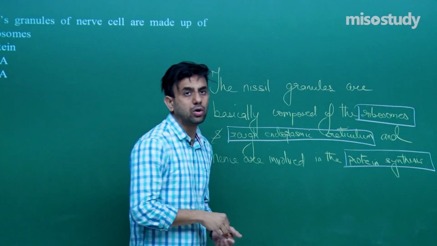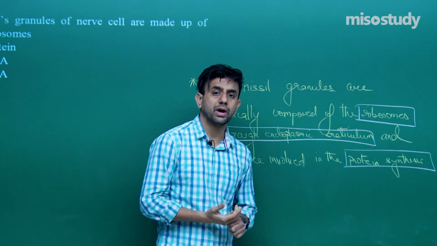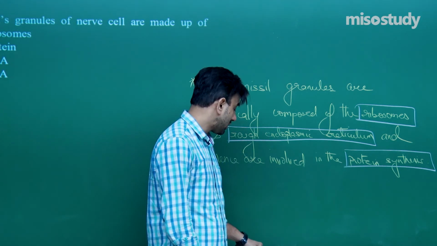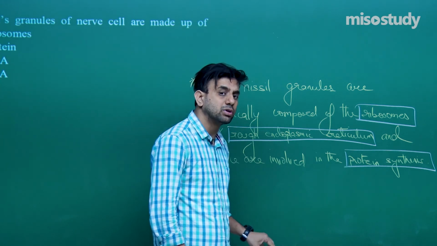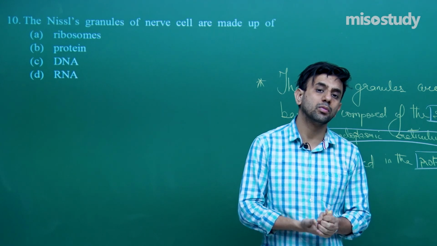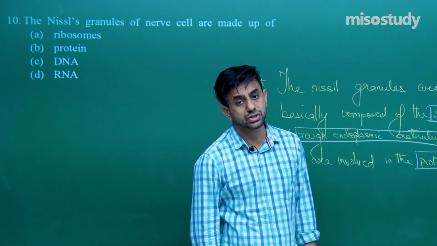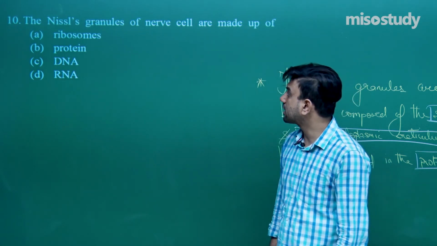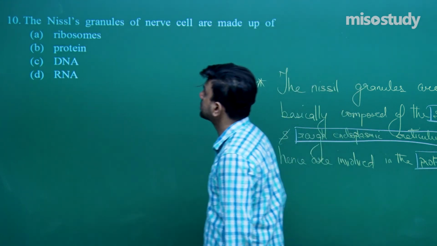Why? Because we all know that the ribosomes are the protein factories. These are where the proteins are manufactured, and almost all the substances in a body are actually proteins. And as I told you, the nasal granules will be mostly present in the cyton part of the neuron, sometimes even at the junction of the cyton and the axon. So the nasal granules of a nerve cell are made up of the ribosomes.